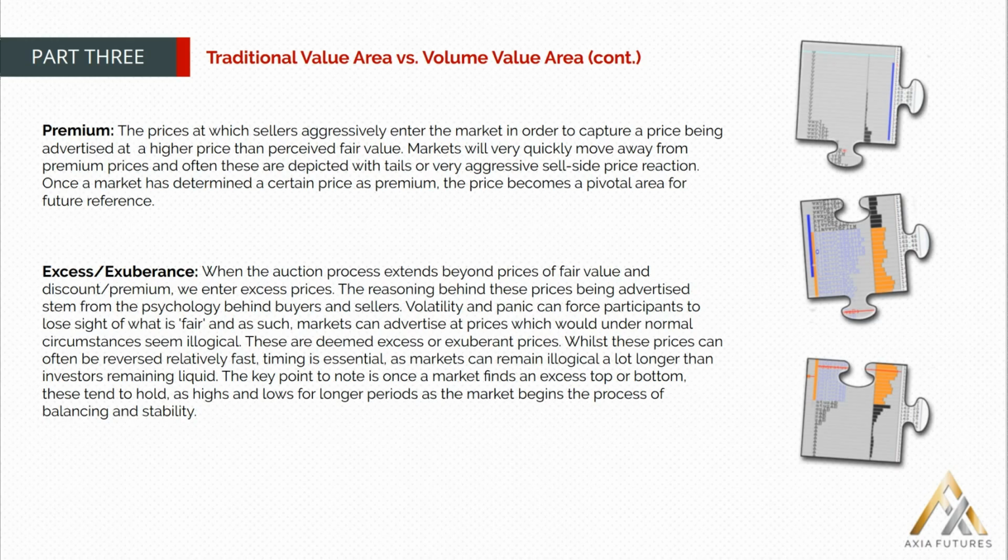The last principle we want to talk about is excess or exuberant prices. When the auction process extends beyond prices of fair value as well as discount and premium prices, we then enter excess prices or exuberant prices. The reasoning behind these prices being advertised stem from the psychology behind buyers and sellers. Volatility and panic can force participants to lose sight of what is fair, and as such, markets can advertise at prices which would under normal circumstances seem illogical. These are deemed excess or exuberant prices.